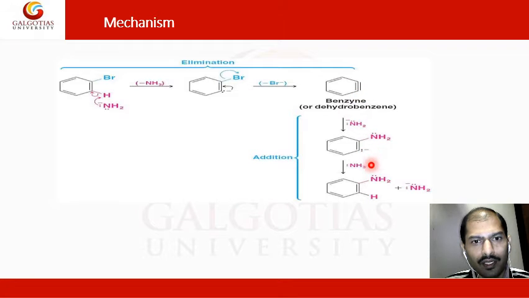Here it makes a triple bond, but this is not exactly a triple bond; it has electrons in a p orbital, so there is that kind of overlapping here. This then forms the amino product, as the amino group is added to this benzyne intermediate.